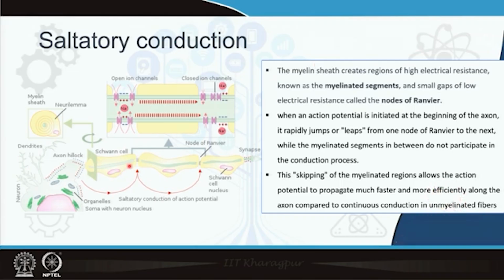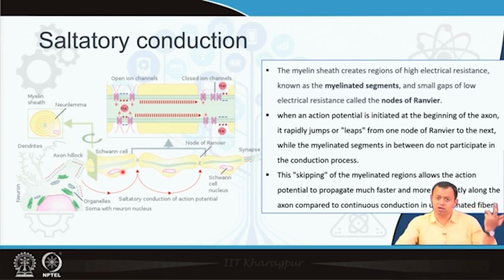These are the Schwann cells, the myelin cells, the lipid-rich areas that protect the neurons. There are also gaps which cause the nodes of Ranvier. The myelin sheath creates a region of high electrical resistance known as the myelinated segment, it is lipid, and the small gaps of low electrical resistance called nodes of Ranvier. So, you basically are modulating the resistance. Modulation of resistance, semiconductor people, modulation of resistance is exactly what we do. You dope in semiconductors.